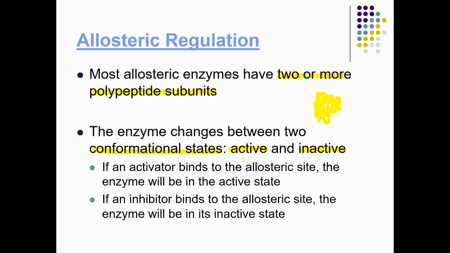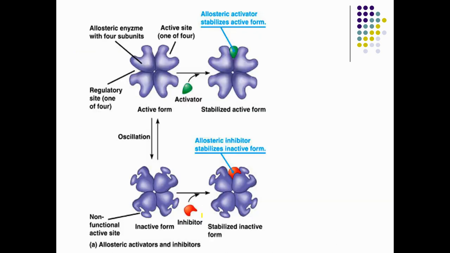And so what will happen is if an activator binds, the substrate will be able to bind to the active site. If an inhibitor binds, it changes the shape, and the substrate cannot bind. And so what's going to happen is these enzymes are essentially switching between an active and an inactive state, depending on the regulatory molecules.